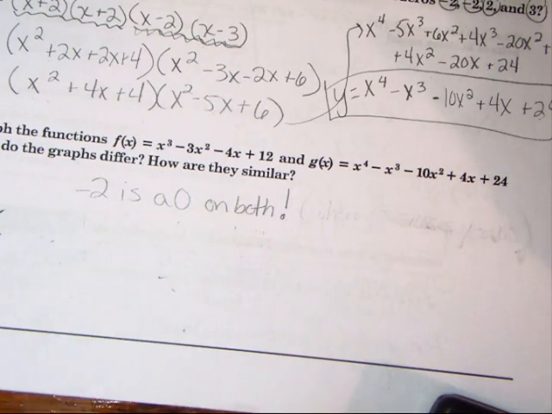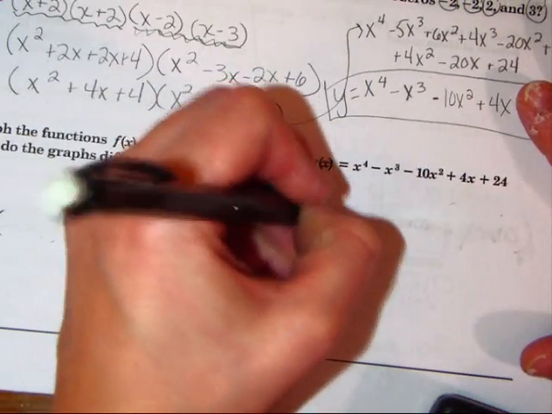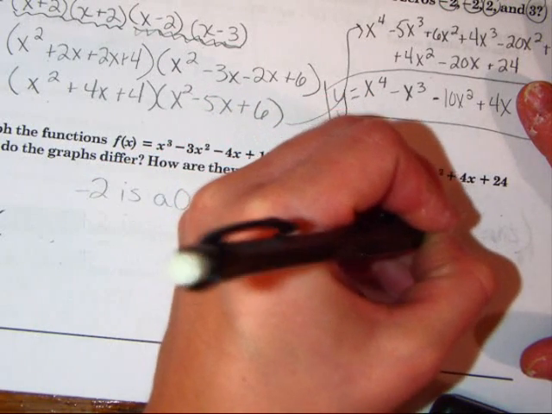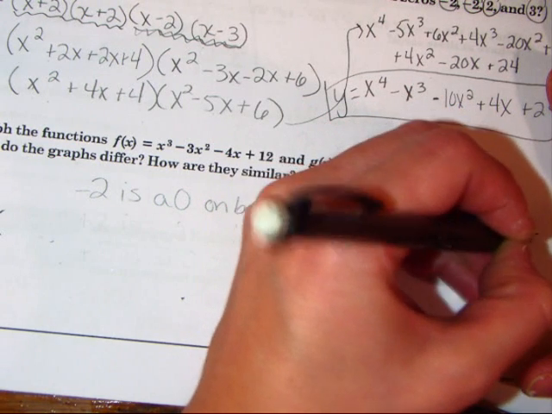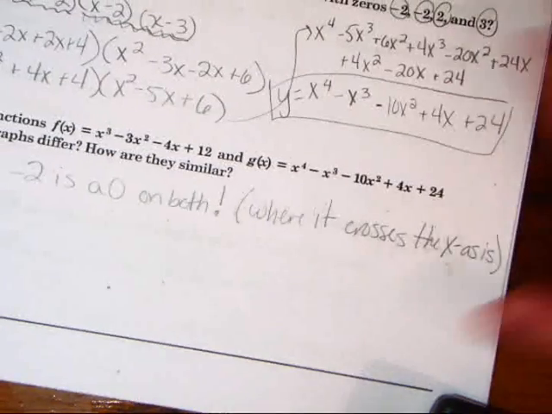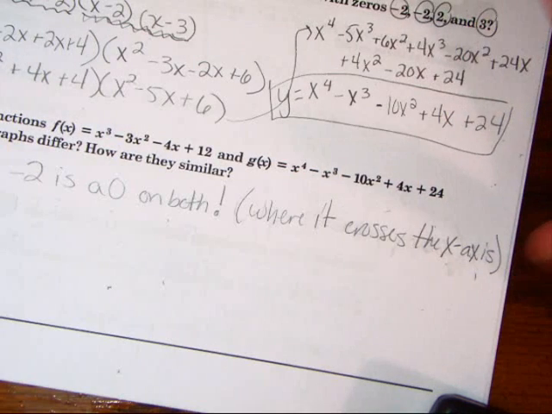Now you might wonder, what does it mean to be a 0? Okay, to be a 0 means it is where it crosses the x-axis. It's where it crosses the x-axis. Now you might wonder, why are we calling those zeros? The reason we call them a 0 is because that's technically where y equals 0.